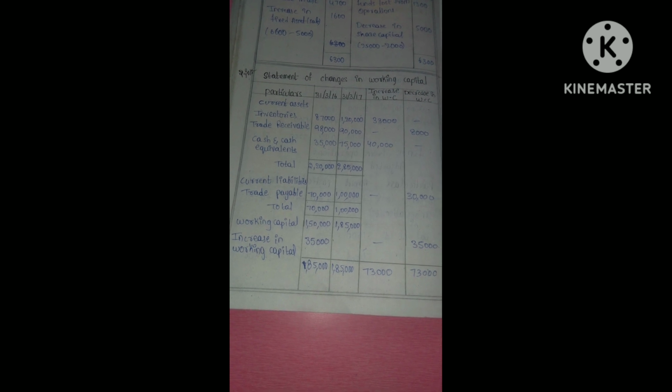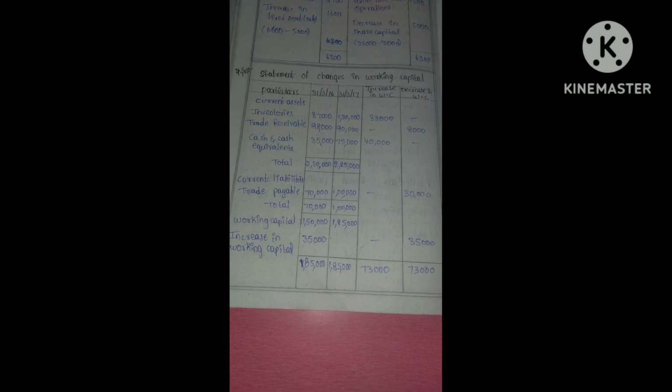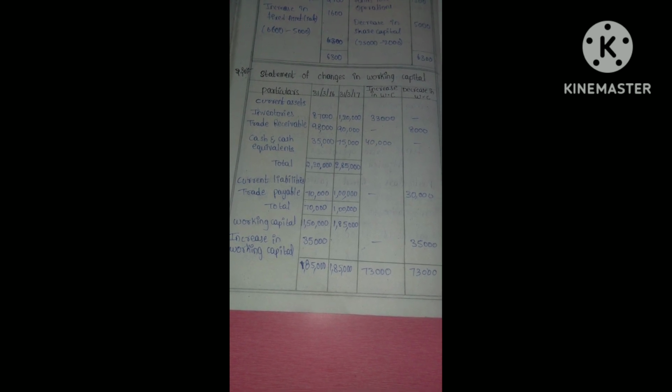Next we have to calculate current liabilities. In current liabilities we have trade payables. Take down the trade payables values of 2016 and 2017. Subtract the values, so 70,000 minus 1 lakh, we will get an increase, but we have to note it down in decrease, because here increase means decrease and decrease means increase. Now make the totals. So 70,000 for 2016 and 1 lakh for 2017.